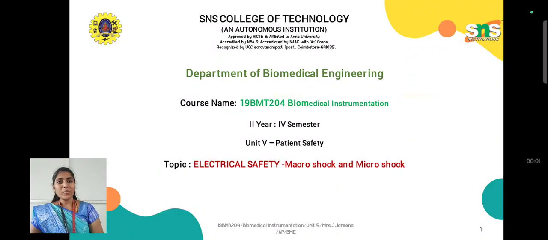In today's class, we are going to discuss the most important topic in Unit 5, that is electrical safety. As we all know, we were discussing all kinds of medical devices. These medical devices we apply on patients in order to diagnose or treat their disease, right? So these medical devices have to be designed in such a way as to ensure patient safety, right? That is the reason I have brought this particular topic to today's class, that is electrical safety.